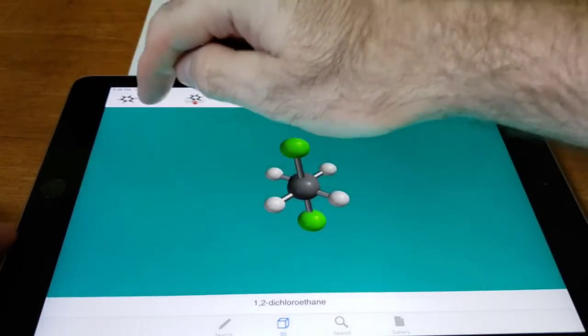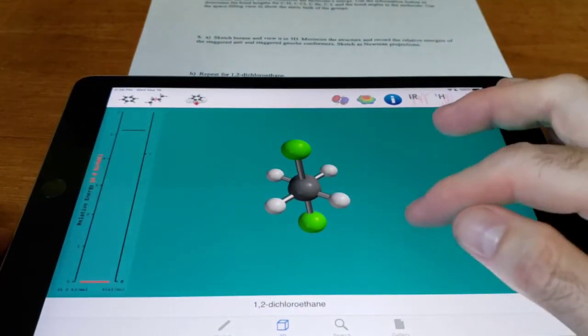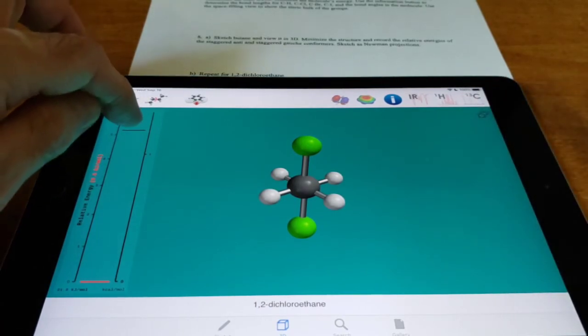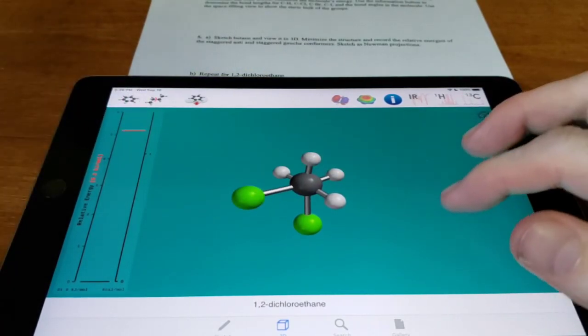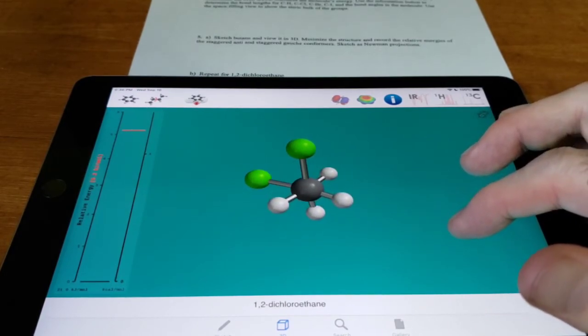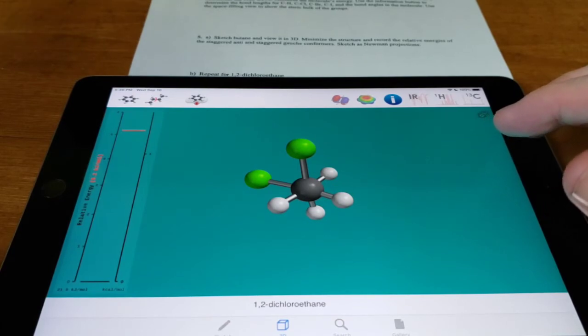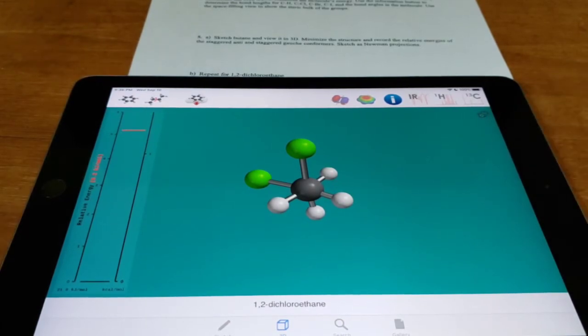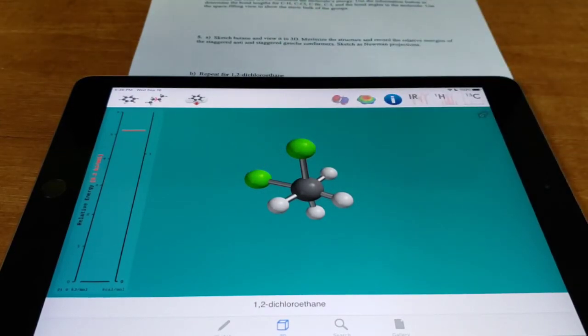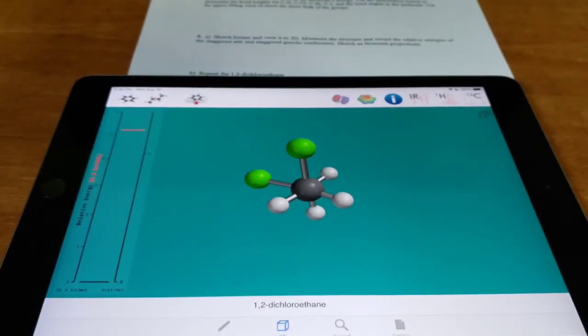Okay, let's look at some other conformers. So the staggered anti is here, and its staggered gauche conformer is now 5.2 kilojoules per mole higher in energy than the anti-periplanar conformer. So the additional repulsion between those chlorines makes the energy gap larger.